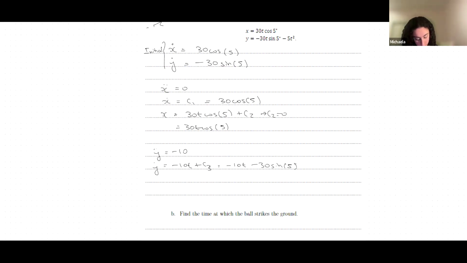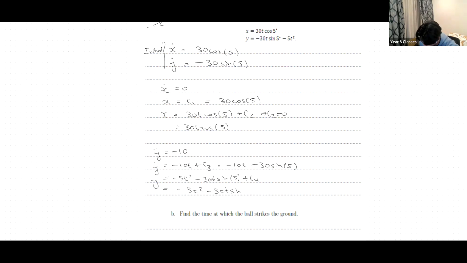Then integrate that again. y equals negative 5t squared minus 30t sine 5, and just say 0. And that's that. Perfect.